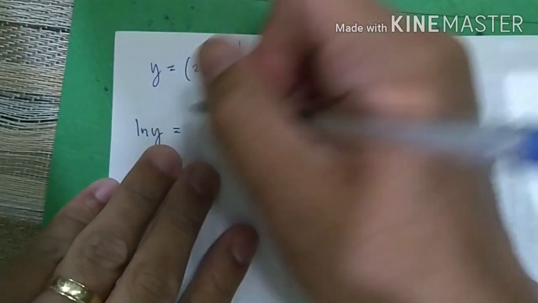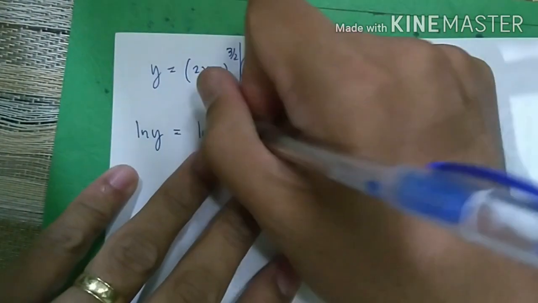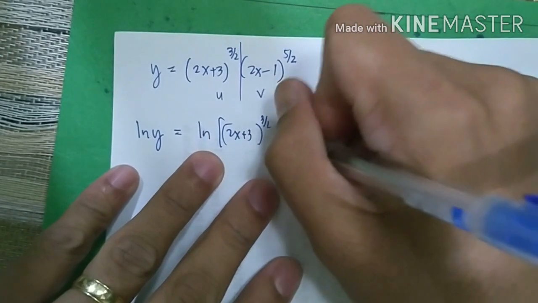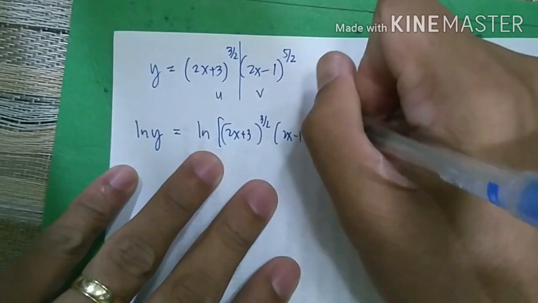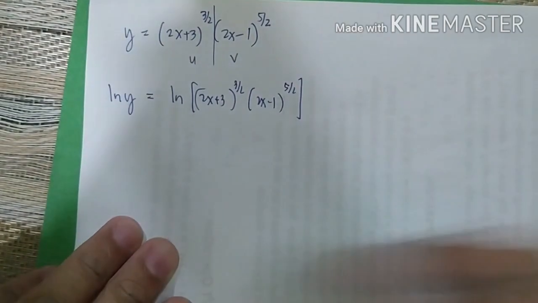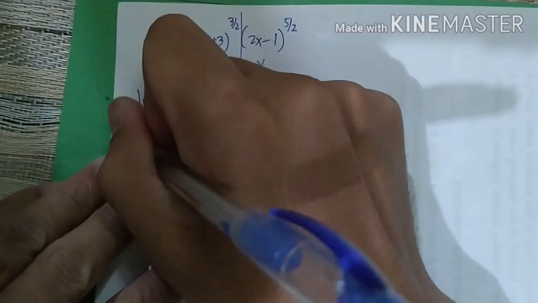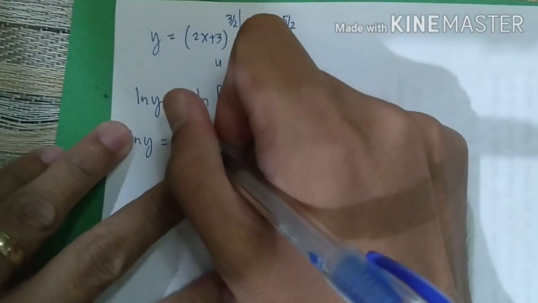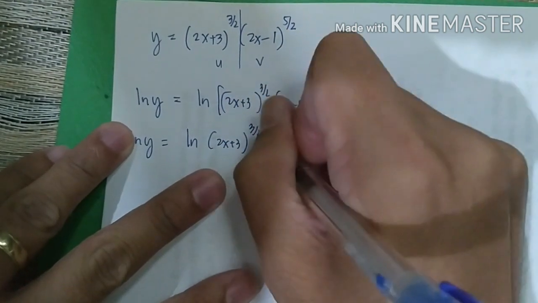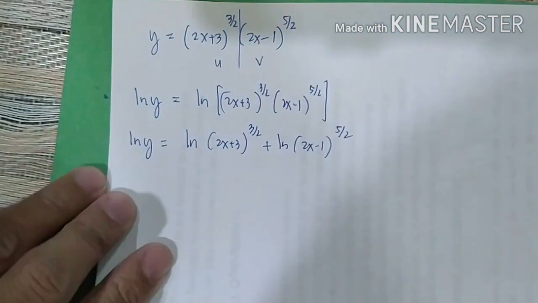So, ln y is equal to ln of (2x plus 3) raised to 3 halves times (2x minus 1) raised to 5 halves. Again, this is ln of a product, so that must be equal to the sum. So, this is ln y is equal to ln of (2x plus 3) raised to 3 halves plus ln of (2x minus 1) raised to 5 halves.